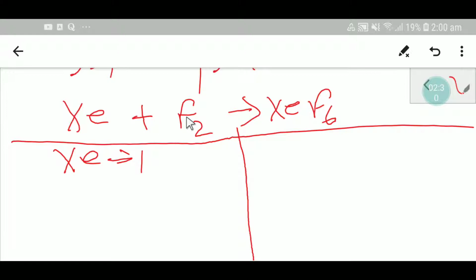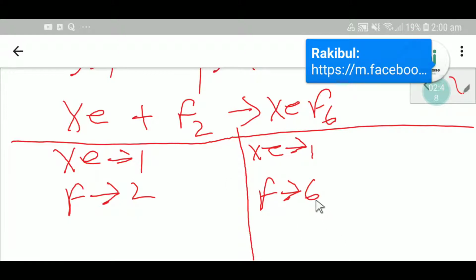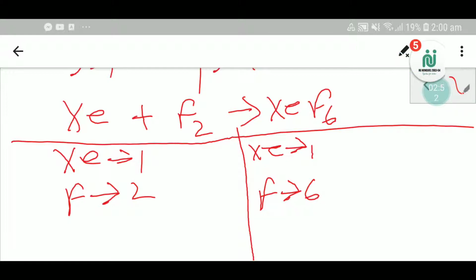And here we have two fluorine. And here we have one xenon. And here we have 6 fluorine, right? So here we have two fluorine, two fluorine. Our fluorine is not balanced here, right? So to balance the fluorine, what can I do?